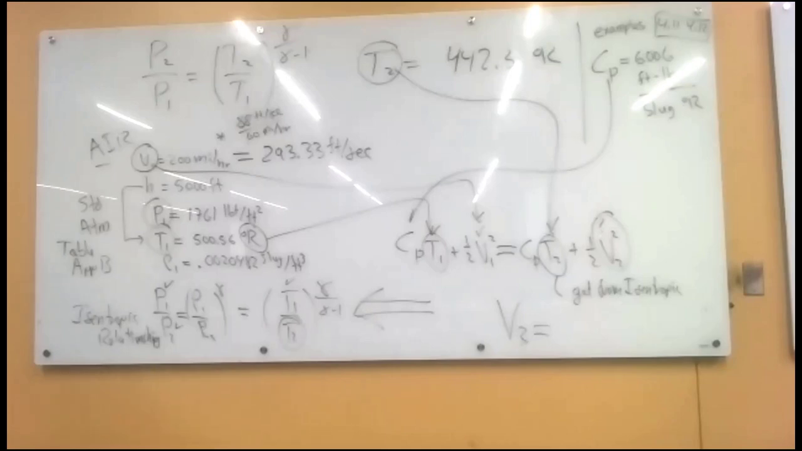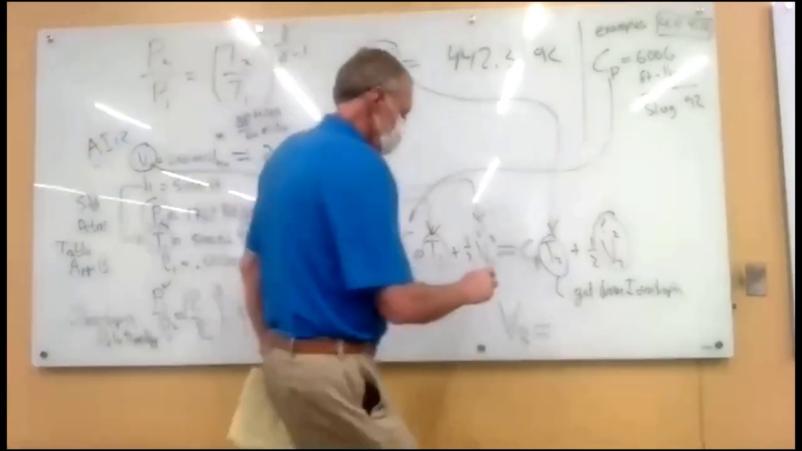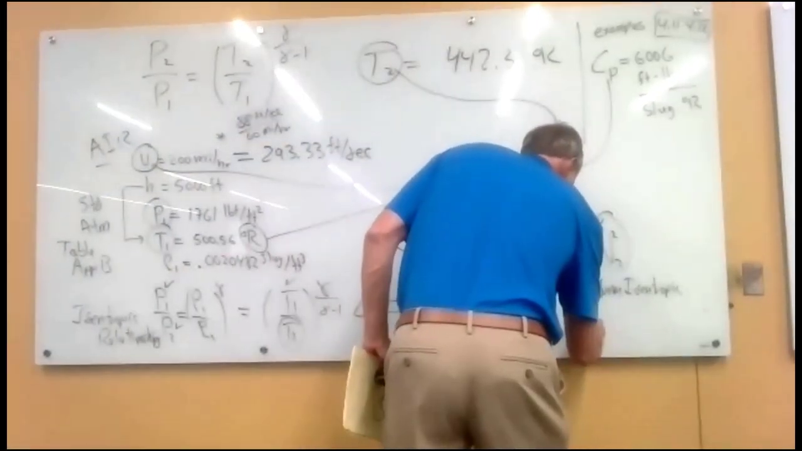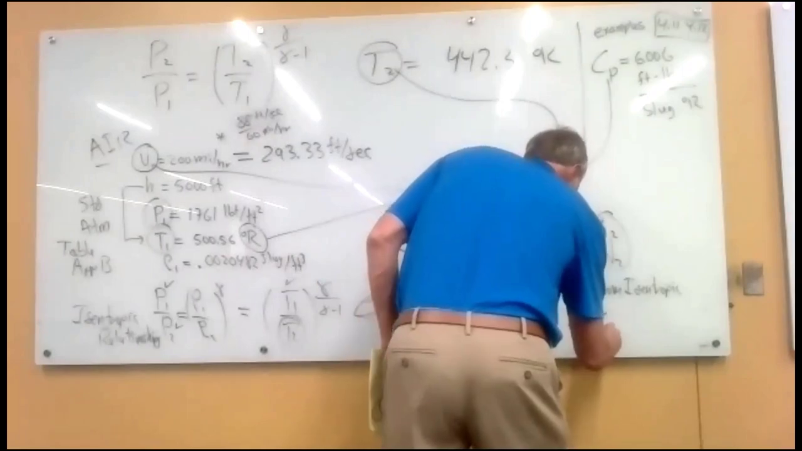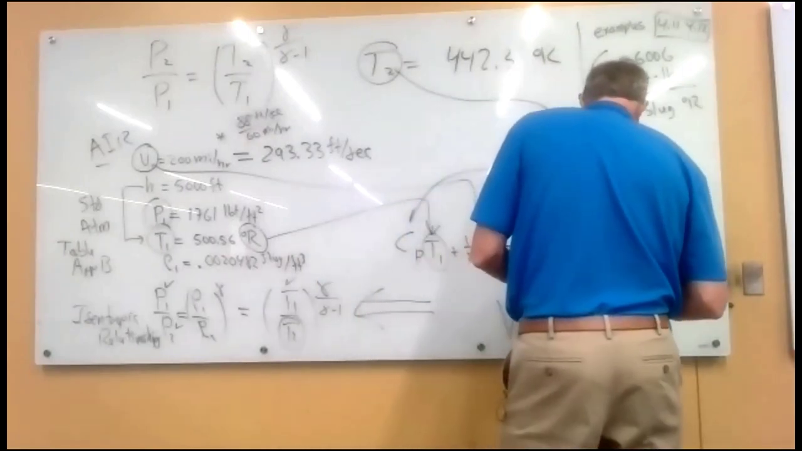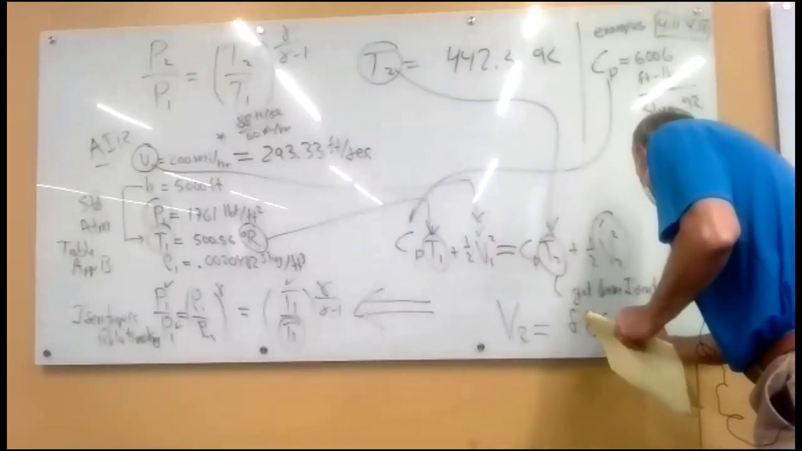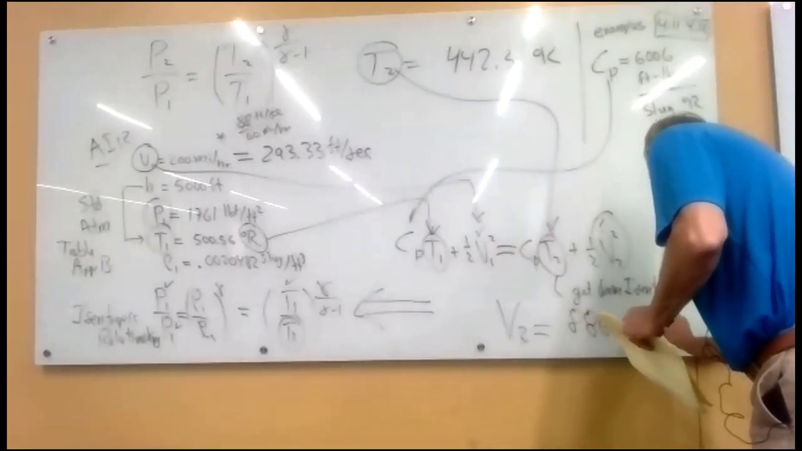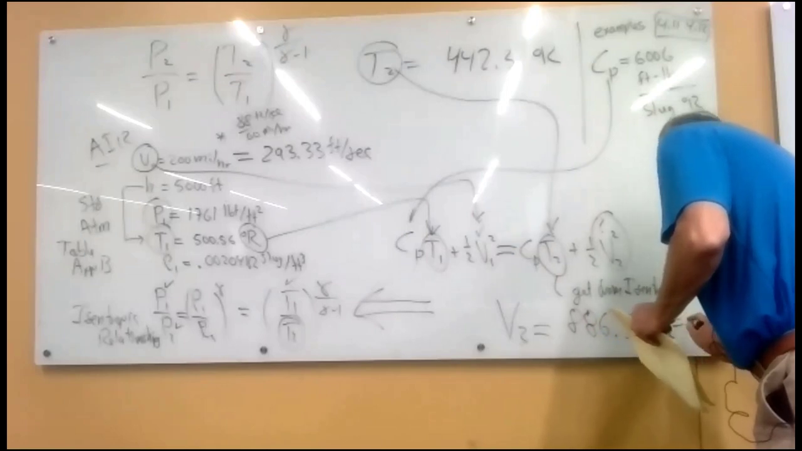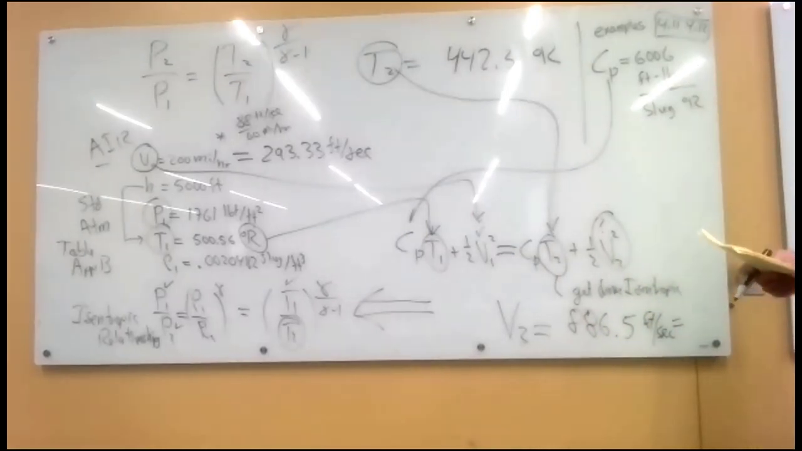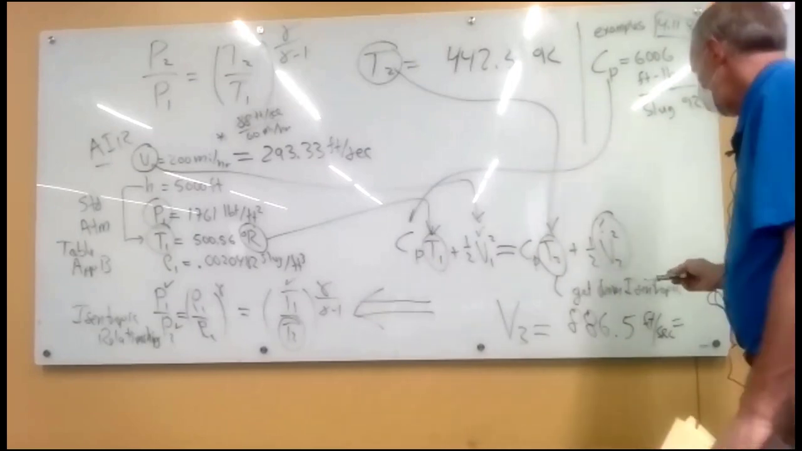You got what? 886 feet per, what? 0.5. And so go ahead and convert that to miles an hour. So there's a big velocity change, wasn't there?